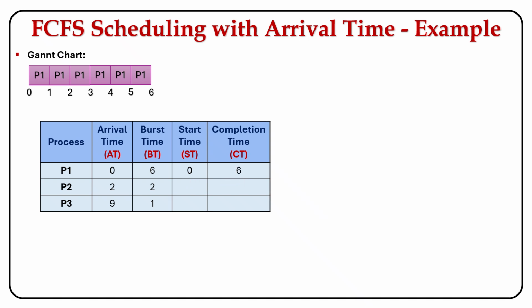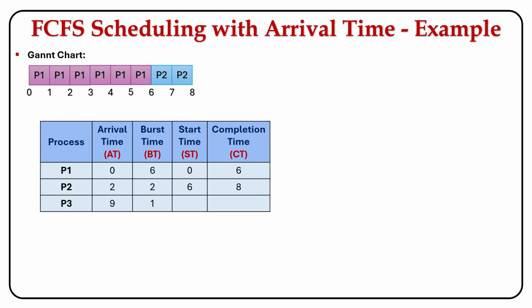Next, for process P2, the arrival time is 2 and burst time is 2. Since the process P1 completes by 6, the process P2 has to wait and start running from 6. So, it starts from 6, executes 7 and completes by 8. Therefore, the starting time for process P2 is 6 and the completion time for process P2 is 8.